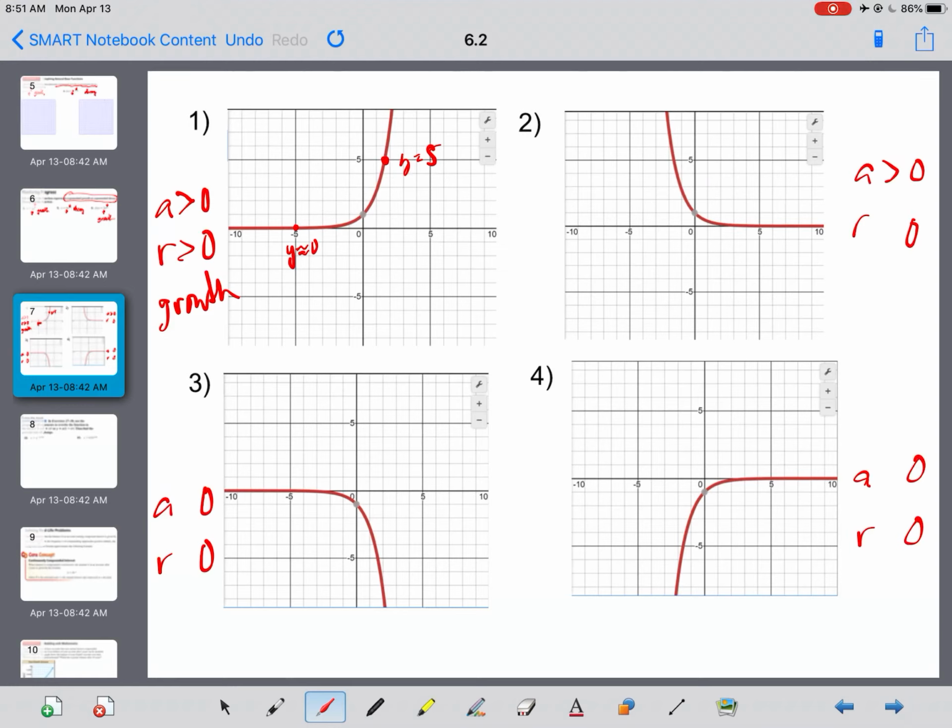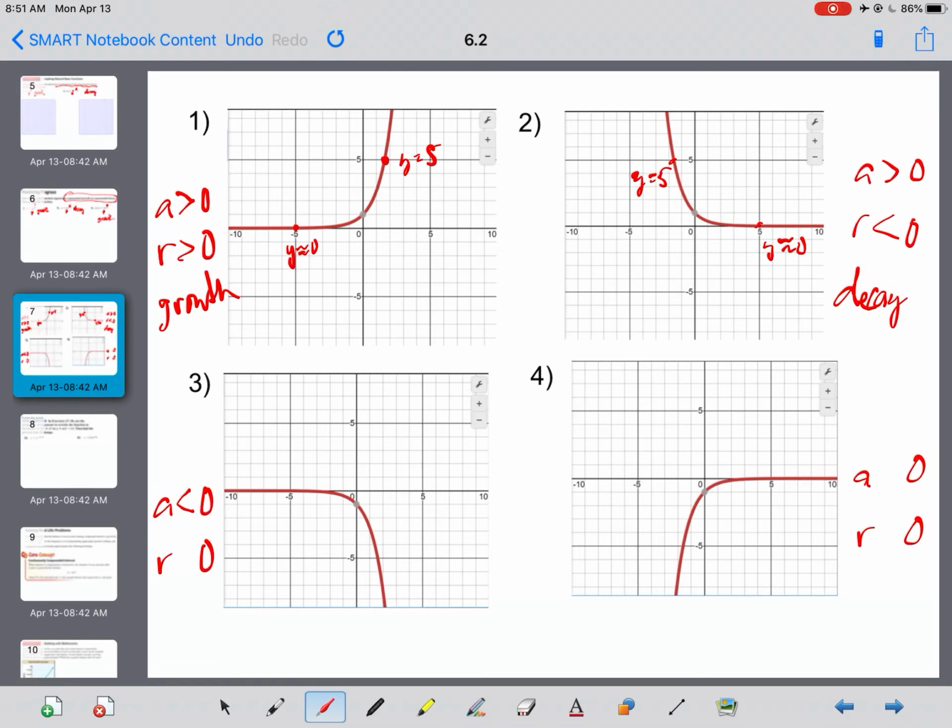Now here, we're still above the x-axis, so that means A is greater than 0. It's a positive number. But this time we start up high. Here we're at y equals 5, and down here we're at y equals almost 0, getting closer and closer but never touching. So that means R is less than 0. That means we're decay.